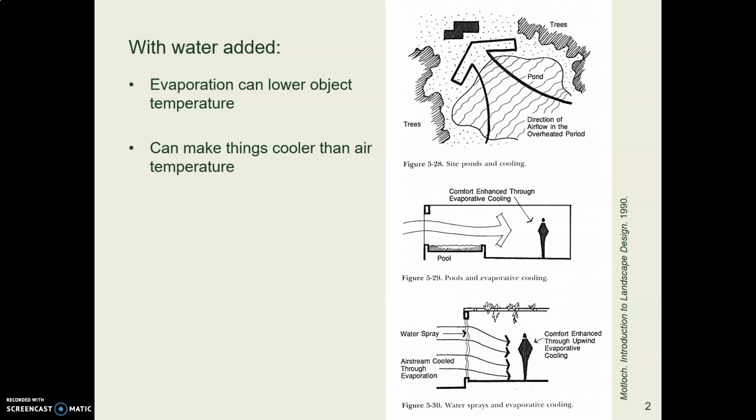However, if you can add water, like you find with a water feature in a courtyard or some of those spray misting nozzles like you see in outdoor plazas, then you have evaporation. Evaporation is the principle of refrigeration. It can lower the temperature of objects.